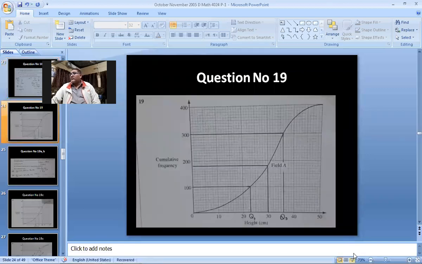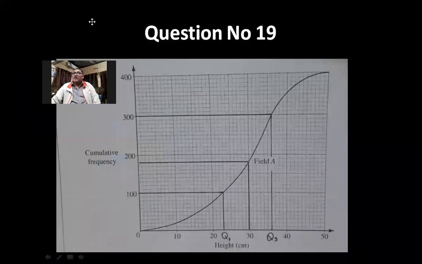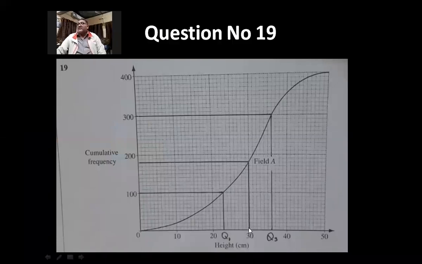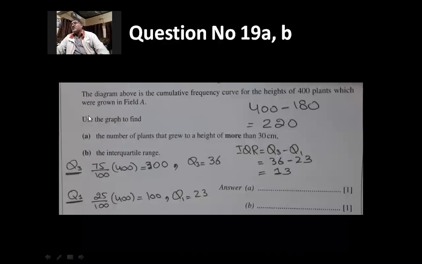So you can see here from 30 I went to here, and from here I went here. So it is something like 180, I think. Yeah, it's 180. So from 400 I will subtract 180. So you can see 400 minus 180 is 220. So the number of plants which have grown more than 30 centimeters will be 220.